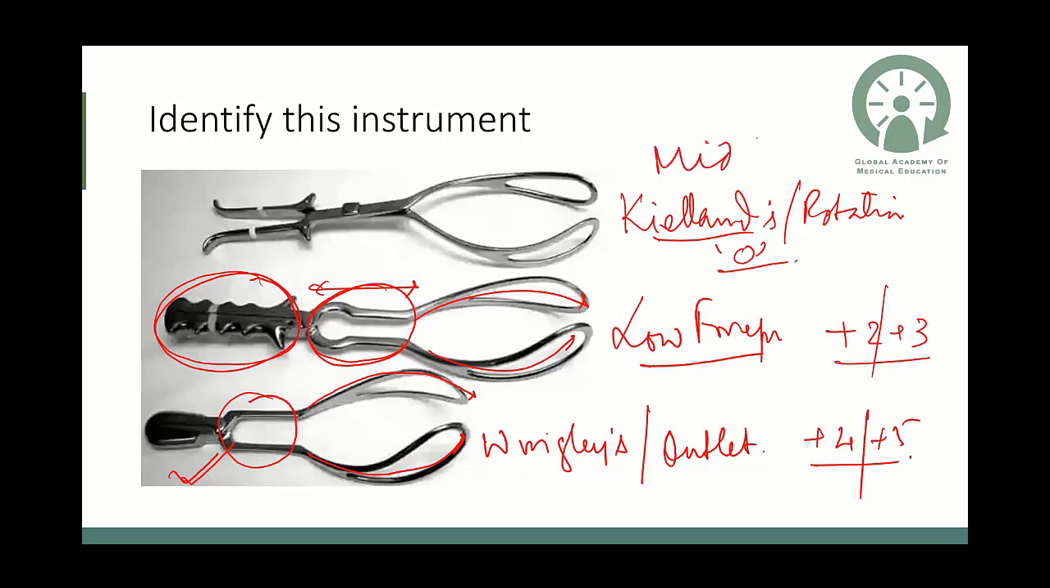Technically, these can be identified by this particular typical lock. Can you see this box shaped thing? This is the sliding lock. And this can only be seen in this particular forceps.